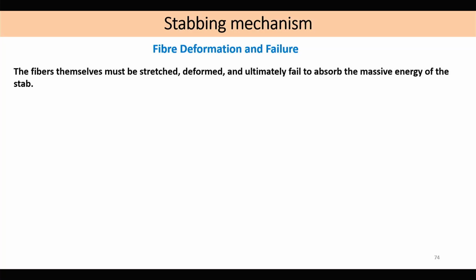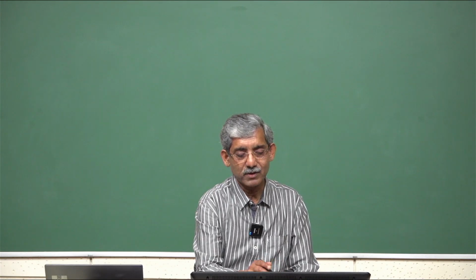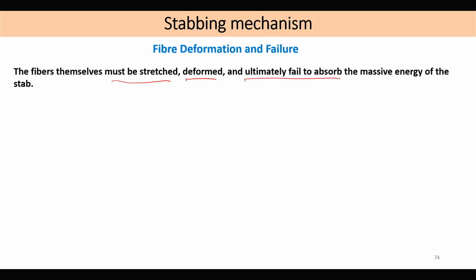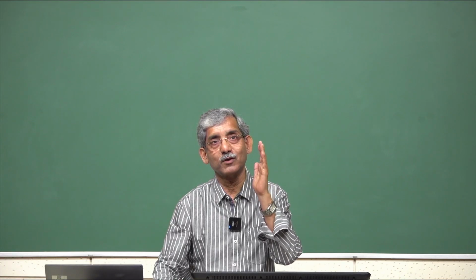Next is the fiber deformation. The main energy absorber is friction, and then the fiber deformation and failure. The load will come to the fiber, and the fibers themselves must be stretched, deformed, and ultimately fail to absorb the massive energy. So, the fiber should be stretched; the load should be on the fiber.